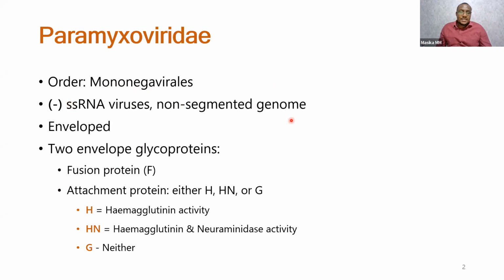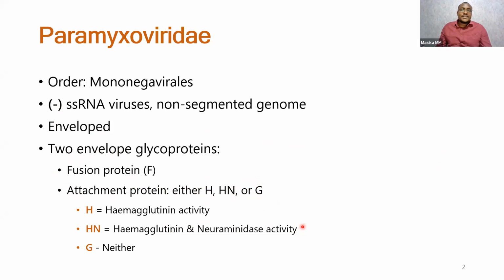And you can see the viruses are also enveloped. Interestingly, these ones have two surface proteins, just like orthomyxo, but the surface proteins are different. In this case, you have a fusion protein. Remember, influenza had neuraminidase and hemagglutinin separate. But in this case, you have an attachment protein, which is either hemagglutinin or has hemagglutinin function, or has hemagglutinin and neuraminidase function together, or has none of the hemagglutinin or neuraminidase function. And in that instance, it's called a G protein.